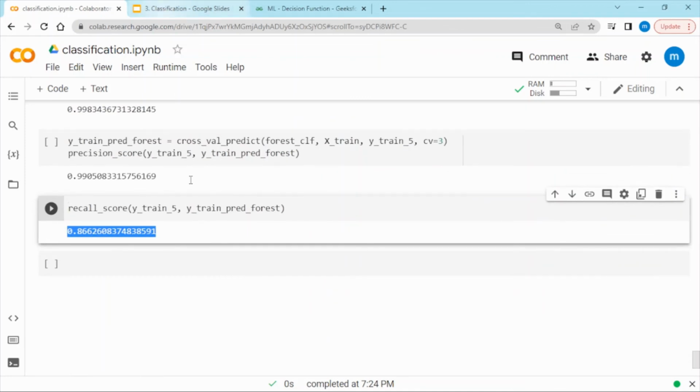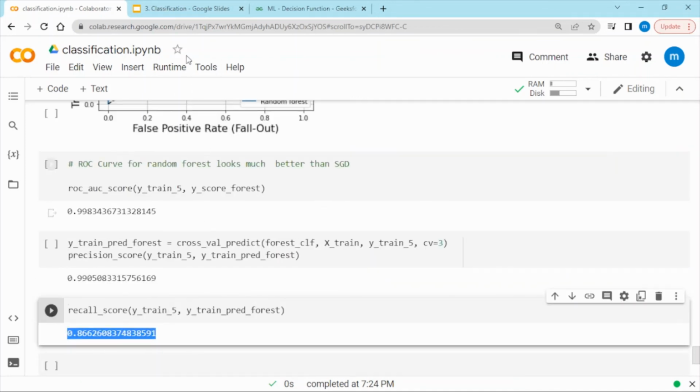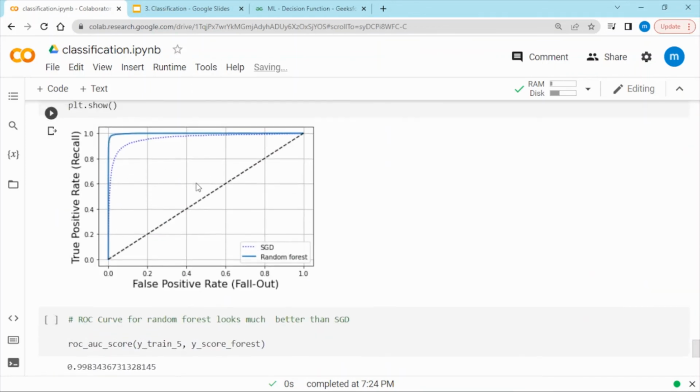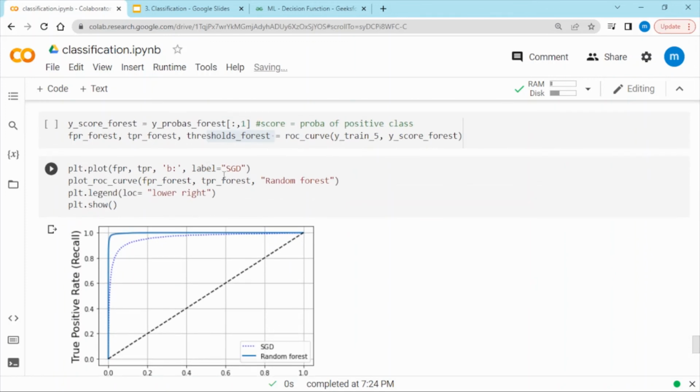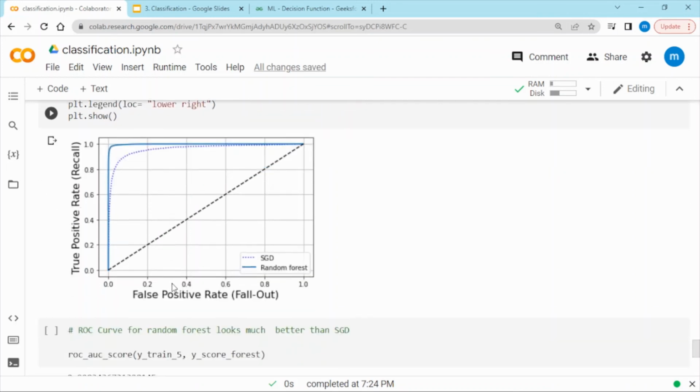So this way we have completed how to use the ROC curve or the precision curve for selection of the best model, and I have also explained what AUC is. So always try to select the ROC score which is close to 1.